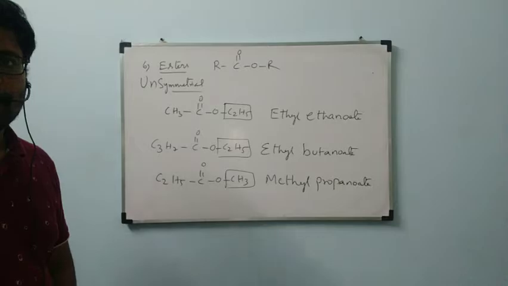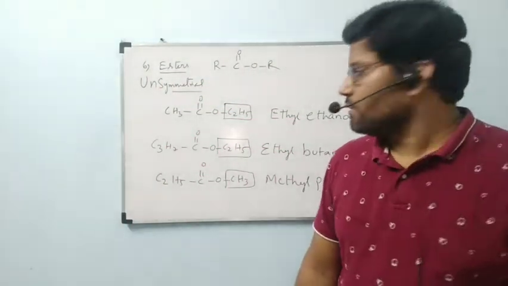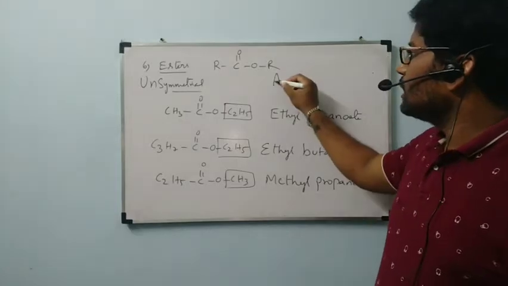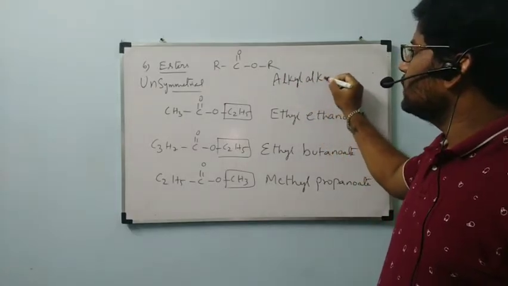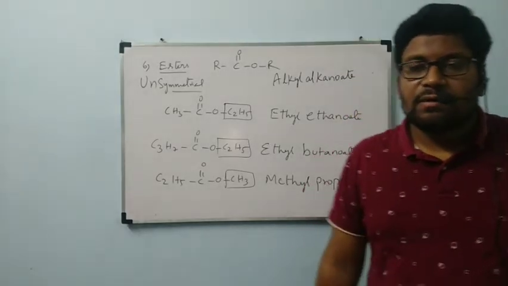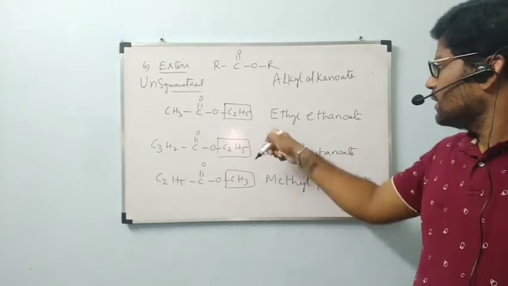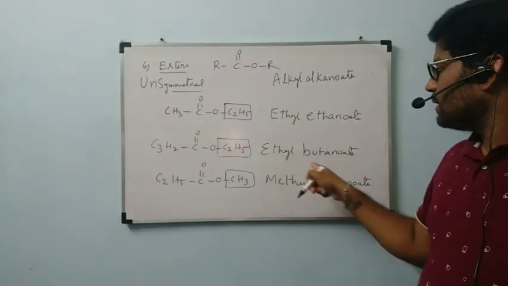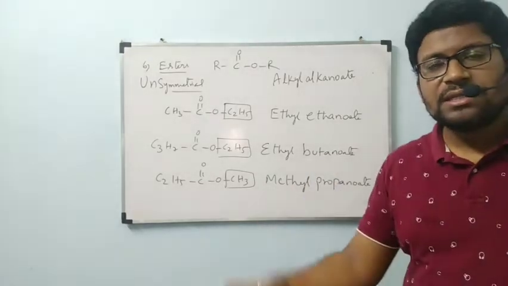In this way, we have to give names of esters. The general name of an ester is alkyl alkanoate. Ethyl ethanoate, ethyl butanoate, methyl propanoate. Like that we can give the names of any such esters.